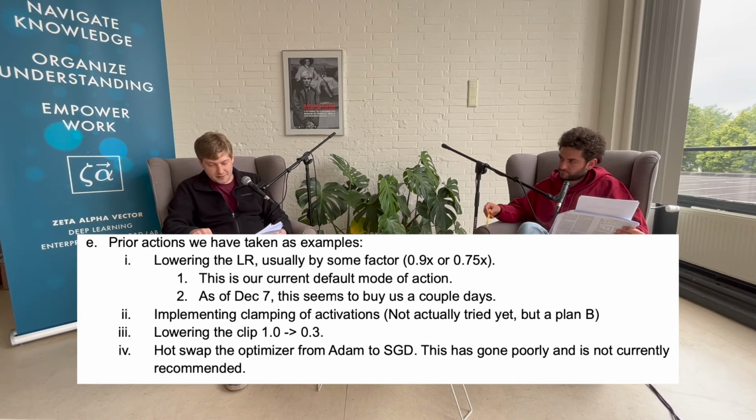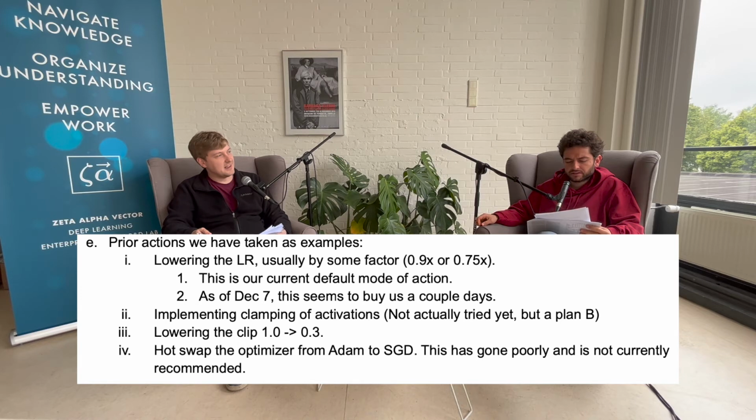They also did some other things, like lowering the gradient clipping from 1.0 to 0.3. I think they did this at some point. They might have gone back to 1.0 and then back to 0.3. I don't remember exactly, but there's some playing around with that in the logbook. Then some other things that I guess they didn't try or weren't successful. Clamping of activations, they call it a plan B. So I guess they don't reach that.